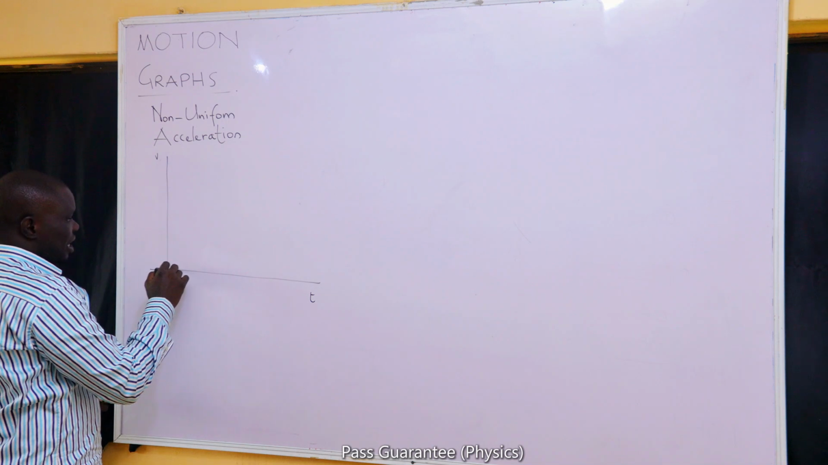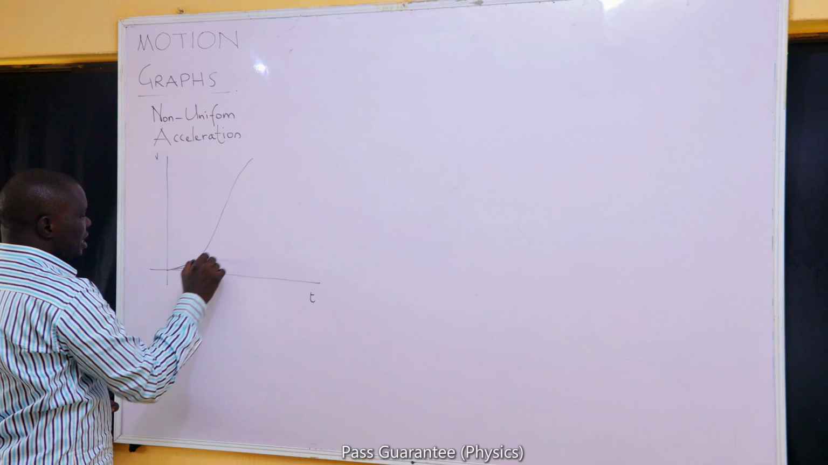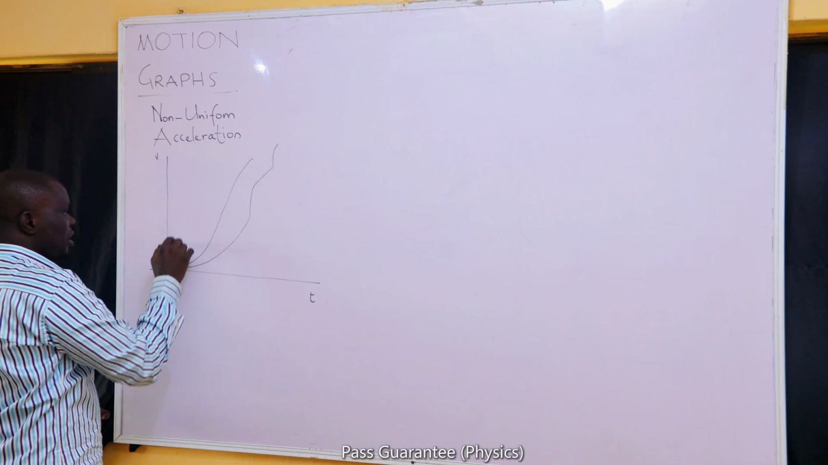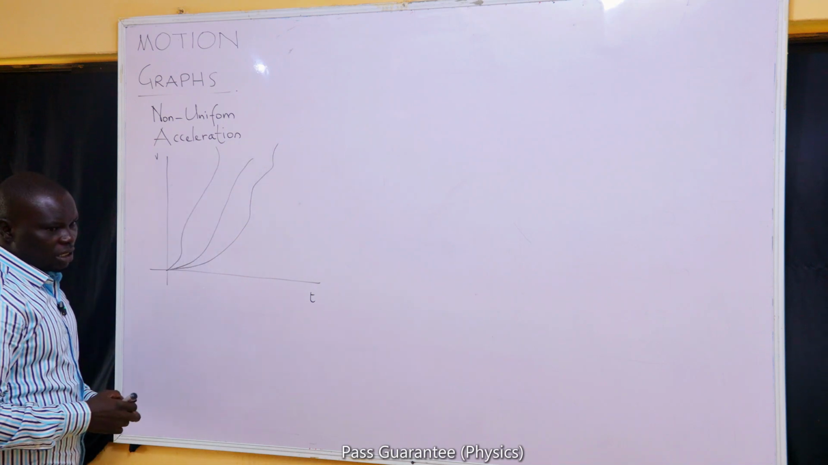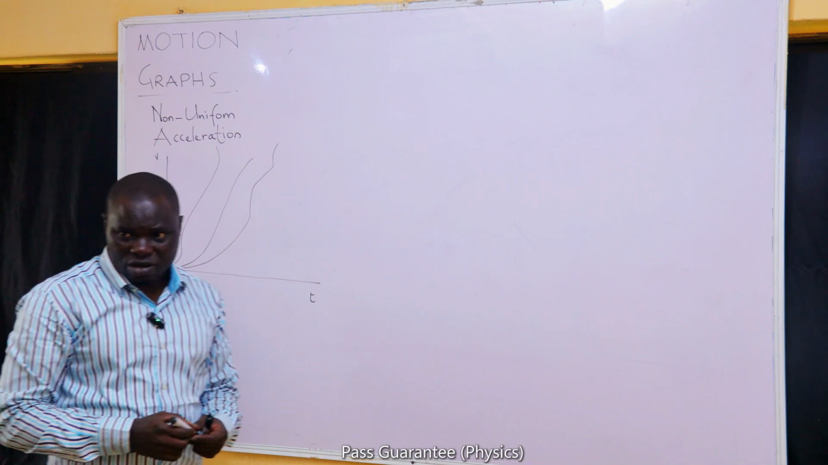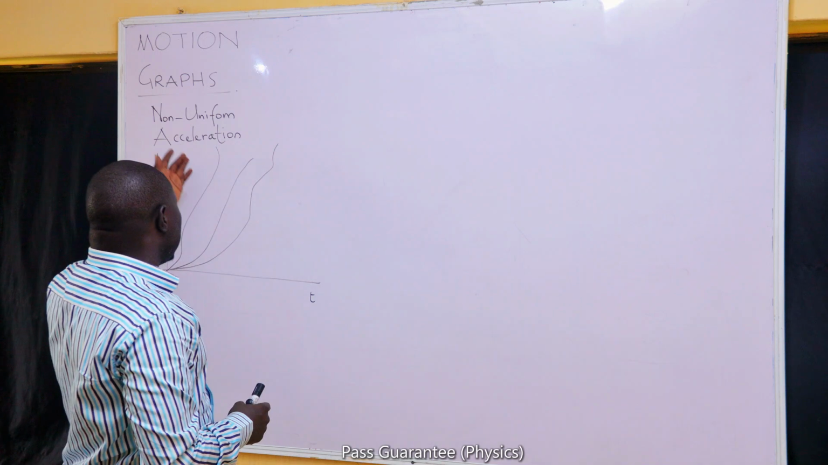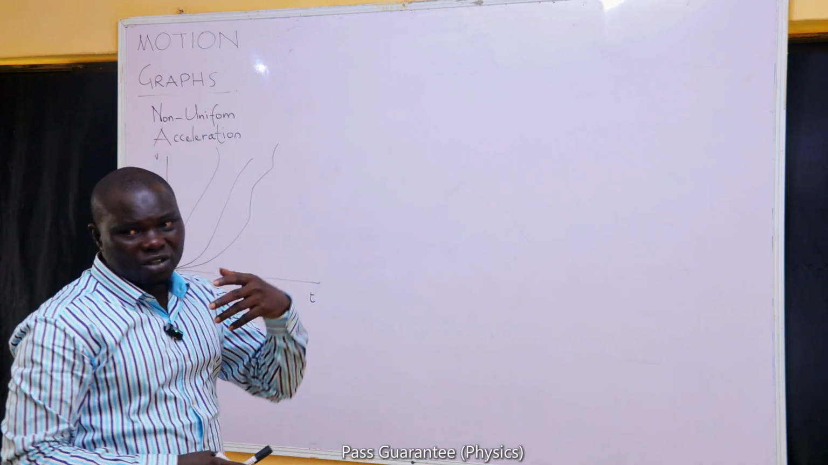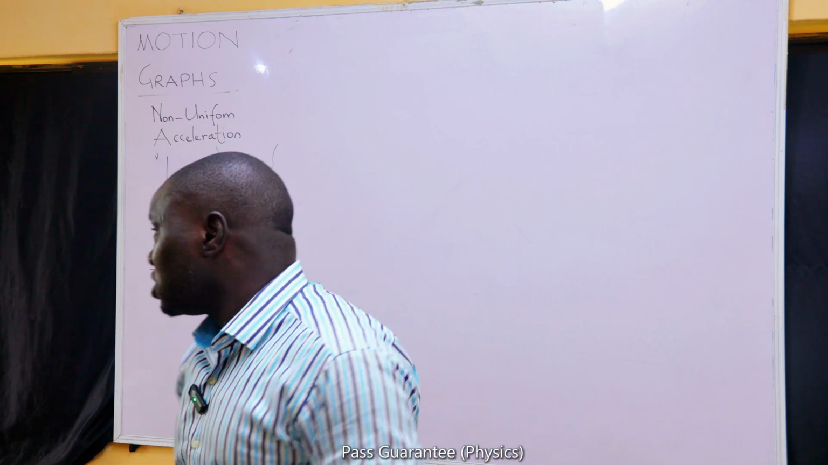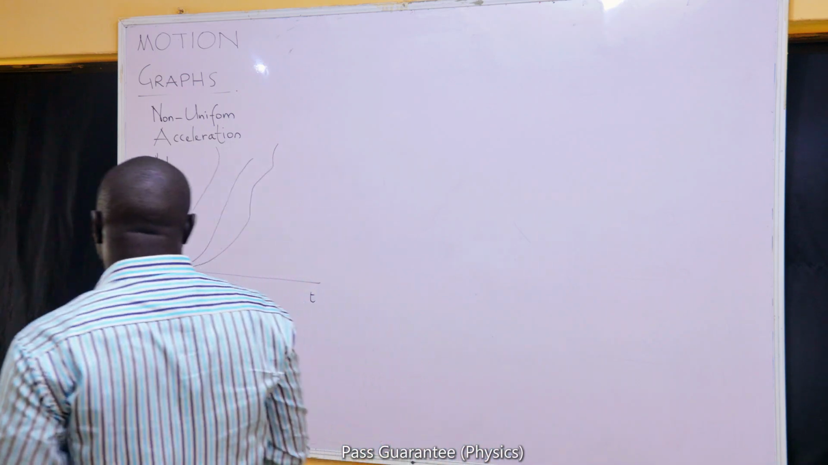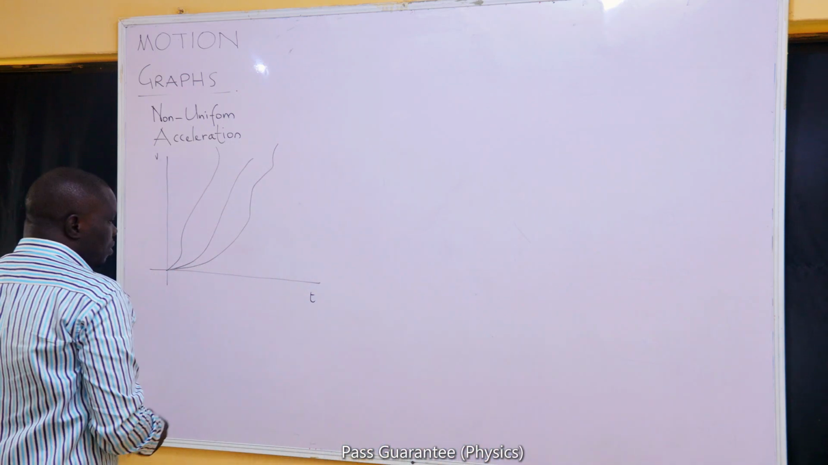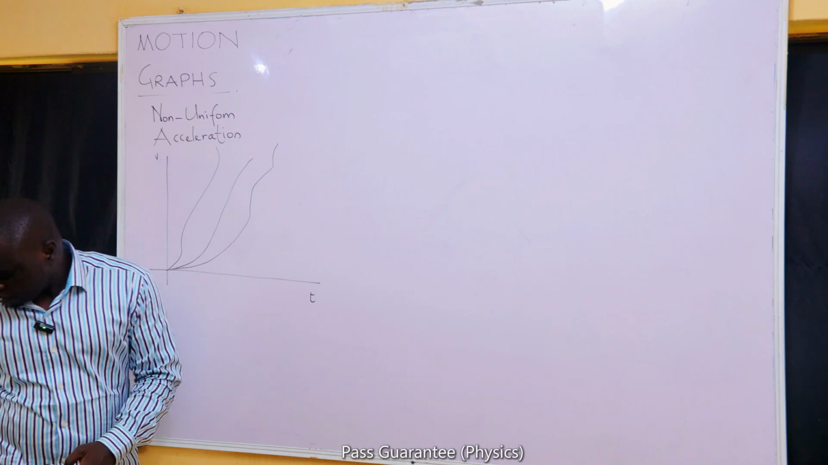It can take any form, any type of curve that we have, depending on how the velocity is changing. Because the acceleration is not uniform, the velocity is not increasing regularly, it's increasing irregularly. So if we plot it, we'll have different types of graphs that we can get from it.